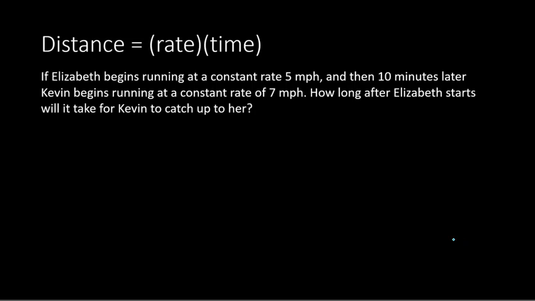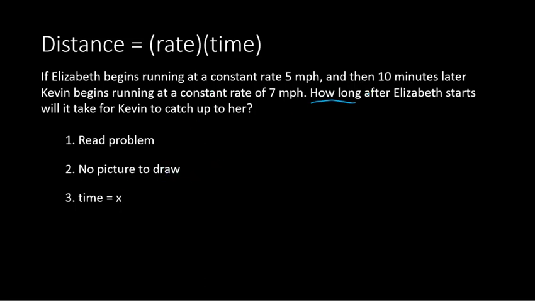All right, so step one, as always, is read the problem carefully and then draw a picture if needed. And here there's not really a picture to draw. And then from here we can establish our variables. So what is the question asking for? The question is asking how long after Elizabeth starts will it take for Kevin to catch up to her? So length of time would be our unknown. So time will be our x value. And then we can kind of put things together.